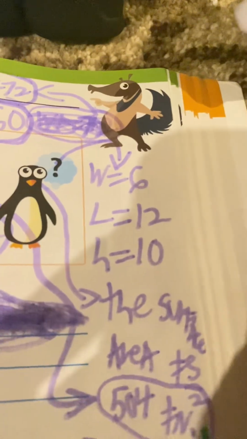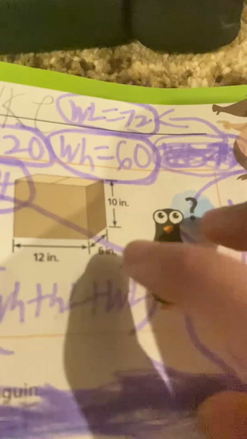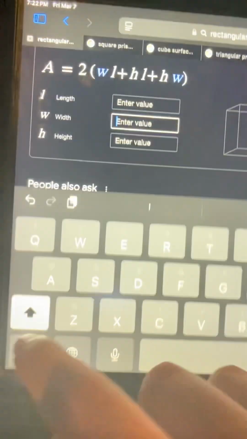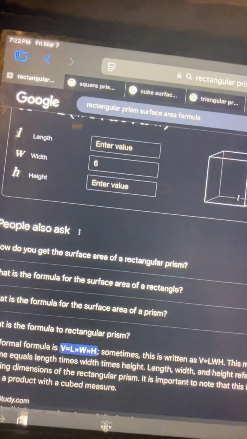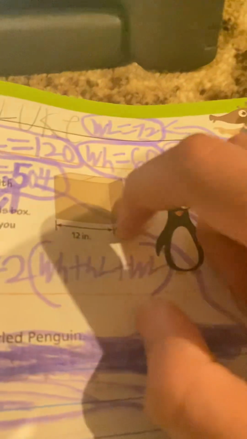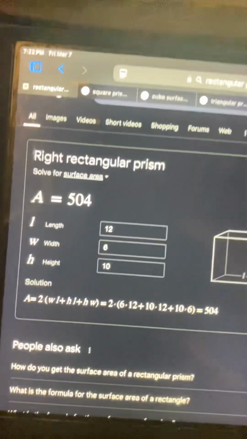So let's substitute W, L, and H. W stands for the width, or how wide something is. Let's look at this picture. 6 inches seems like the width. Would you look at that? W seems small as well. So the width really is 6 inches. And if we look here, the height is 10 inches. So let's substitute 10. And then the length is 12 inches. So let's substitute 12 for that.